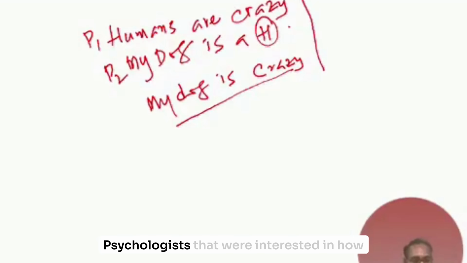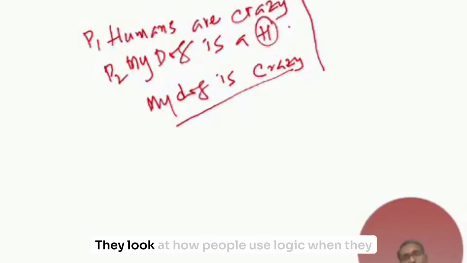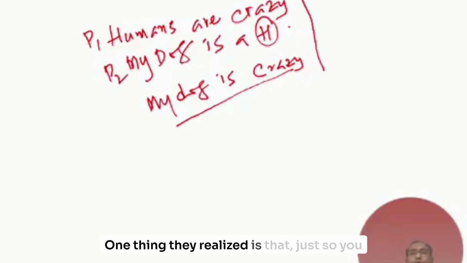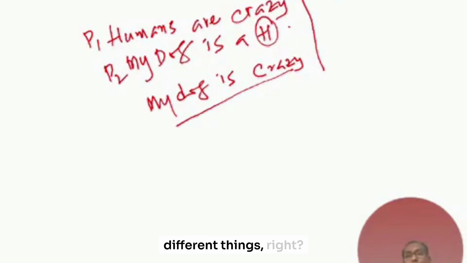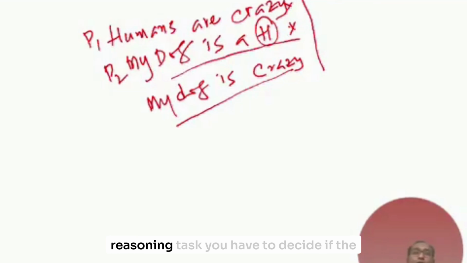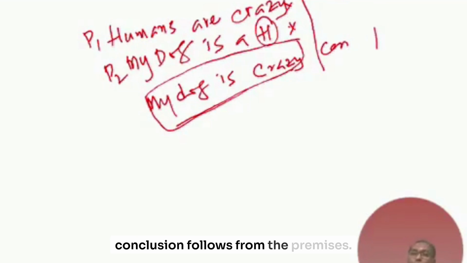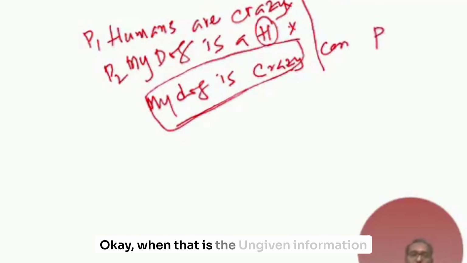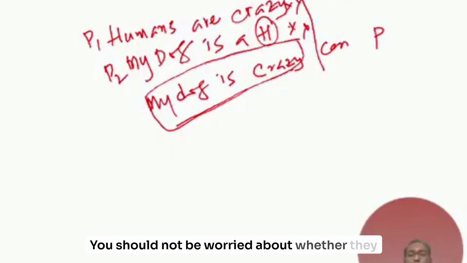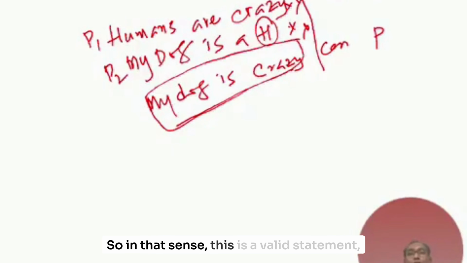With us, psychologists who are interested in how people reason look at how people use logic when they go through statements of this sort. One thing they realized is that, just so you know, truth and validity are two different things, right? Even if the premises are not true, we assume that premises are true. In a reasoning task, you have to decide if the conclusion follows from the premises. When that is the given information, these are assumed to be true, and you should not be worried about whether they are actually true or not. So in that sense, this is a valid statement.